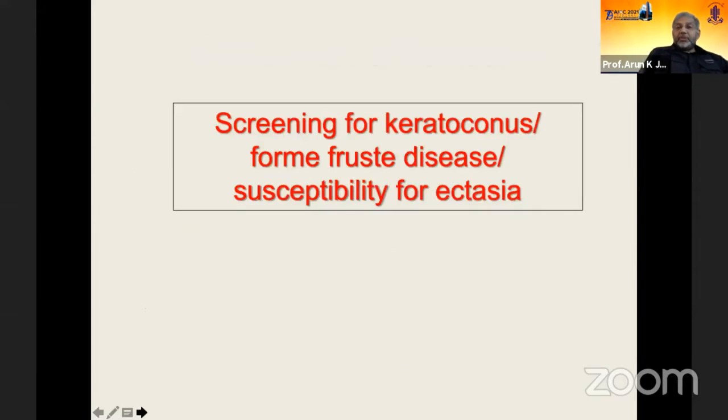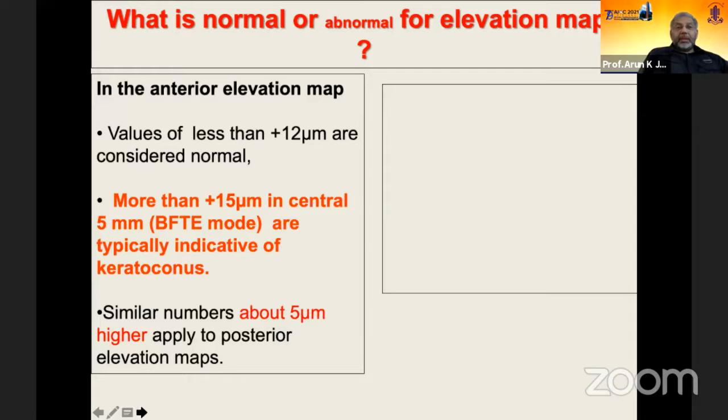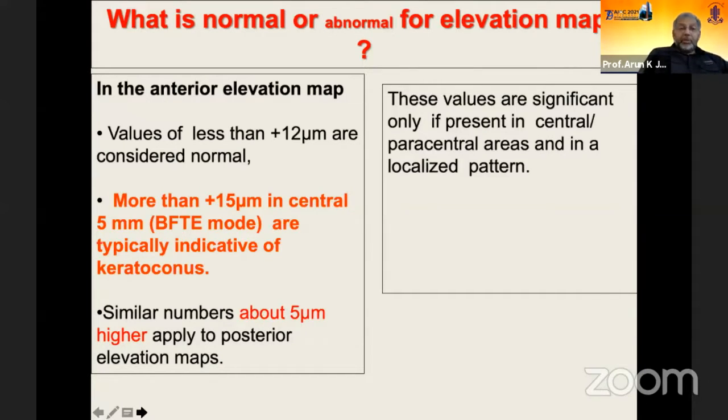Coming to screening for keratoconus, as we know, what one has to look for in the Pentacam, the most important is the anterior elevation map. In this map, values of less than 12 micron are usually considered normal. More than 15 micron in the central 5 millimeter are typically abnormal.